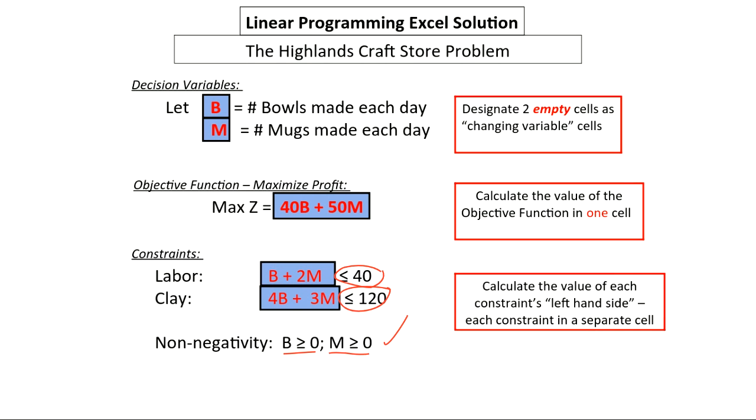Okay, so again, the bare minimums that you need are empty cells for the decision variables, 1 cell for the objective function, and 1 cell for what's called the left-hand side of each constraint. Okay, that's all that you need.